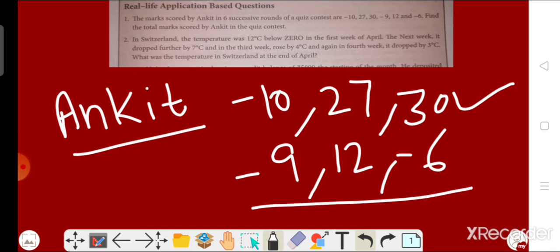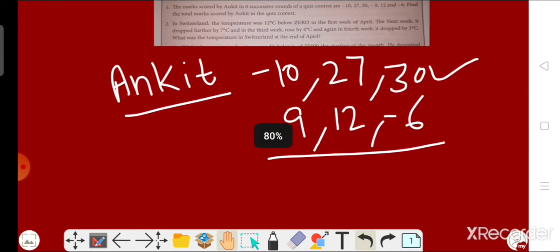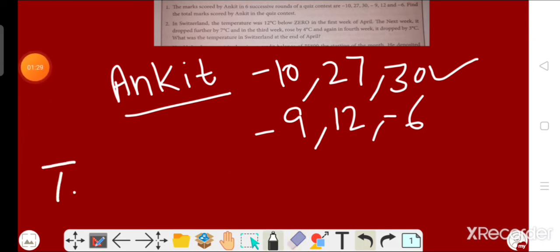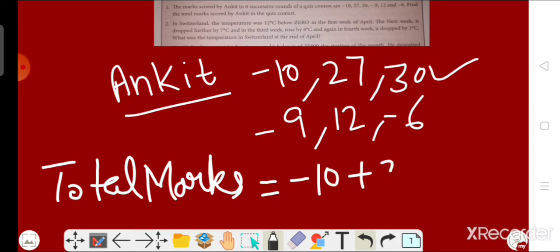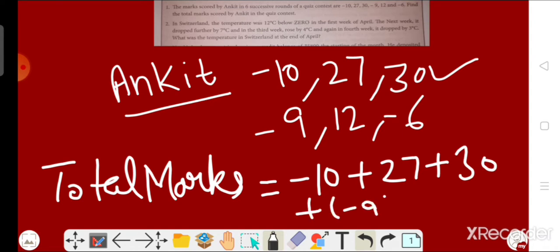What do we have to do? We have to find the total marks obtained by Ankit. So please tell me, how do you calculate the total marks obtained? By adding them all. Understood? So what do we have to do in this question? We have to add all the marks obtained by Ankit. So the total marks is minus 10 plus 27 plus 30 plus minus 9 plus 12 and plus minus 6.